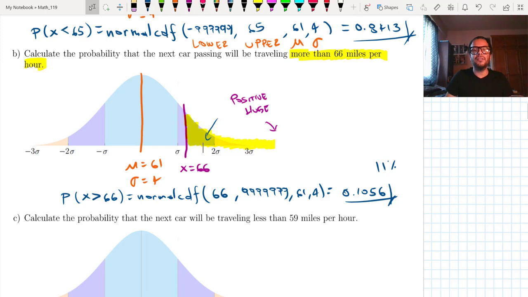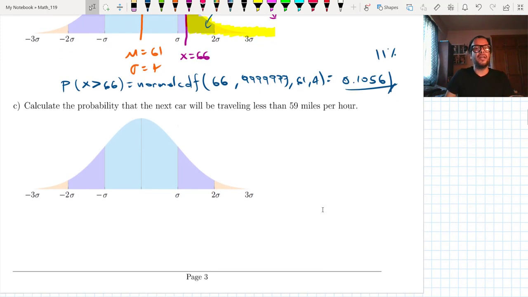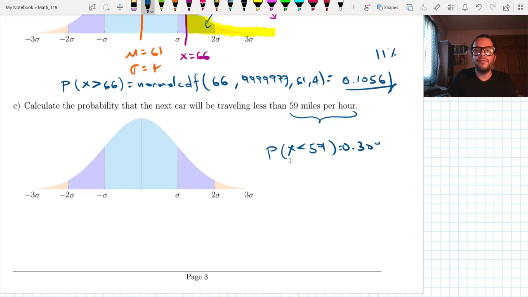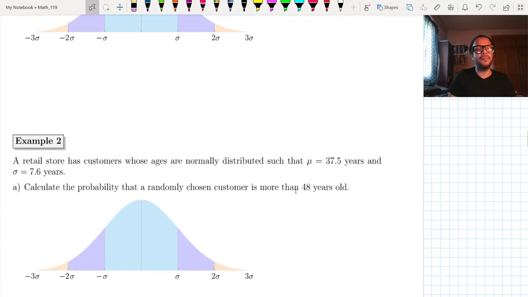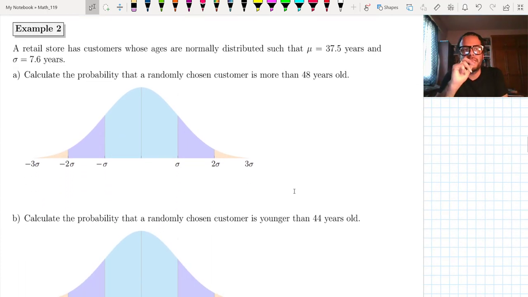Why not 11%? Okay, so the probability that the next car will be traveling less than 59 miles per hour, I will leave it to you. Use the calculator. You should be obtaining, so x less than 59, this will be 0.3085. That's what I got here. And the next one, I'll leave it to you as well, but I'm going to jump to the next example to move on through this.